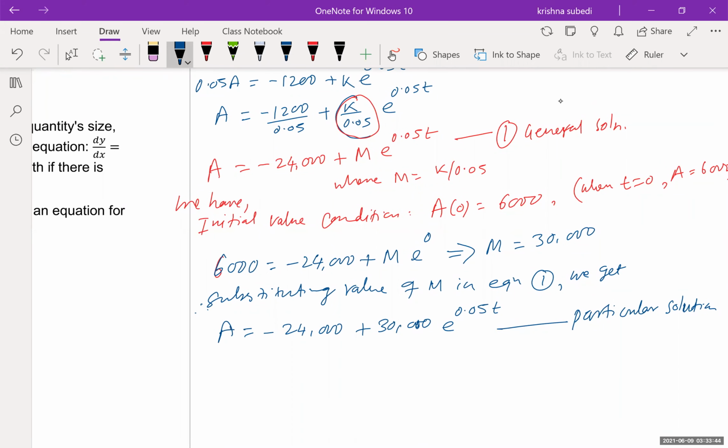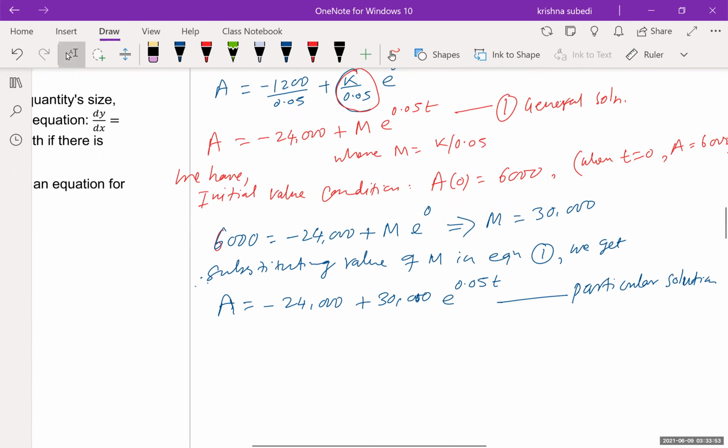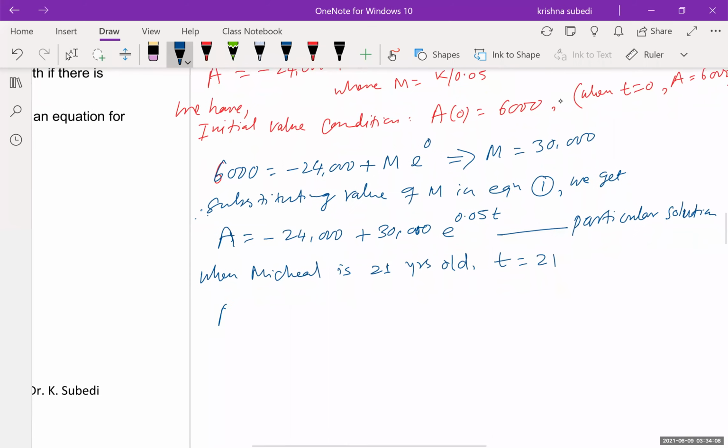Not really, because we have to find how much money will be in the account when Michael is 21 years old. That's the question. When Michael is 21 years old, that means t equals 21. Substitute the value. So A equals negative 24,000 plus 30,000 e raised to power 0.05 times 21. And I don't have a calculator. I need your help, guys. So can you please calculate this and let me know what the answer is? Type your answer in the chat box.